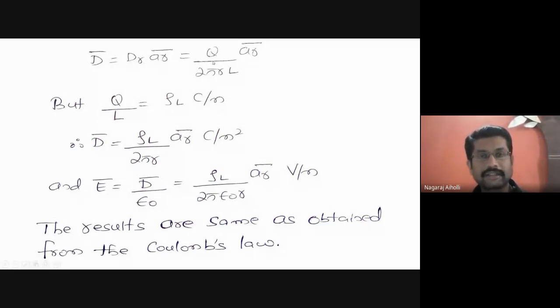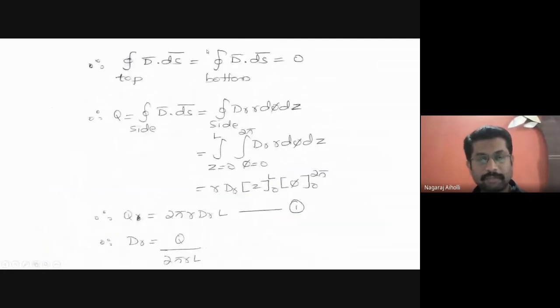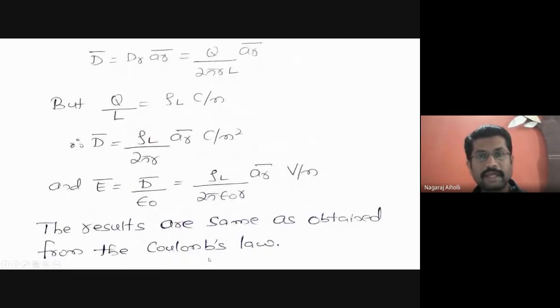We have calculated just now, D bar is Q divided by 2 pi r L into a r bar. But we know that the line charge density rho L is the charge per unit length, Q divided by L. Therefore D bar will be equal to Q by L, which is rho L. Substitute that in this equation.